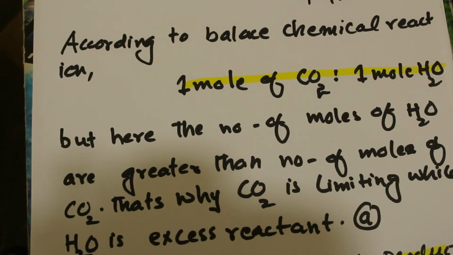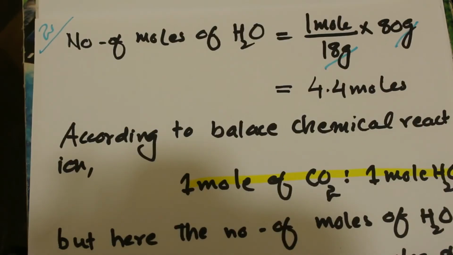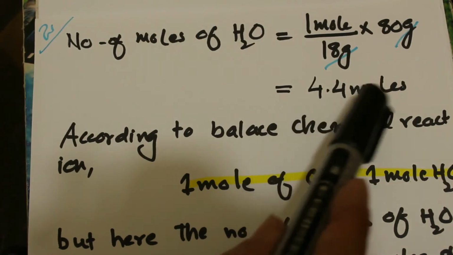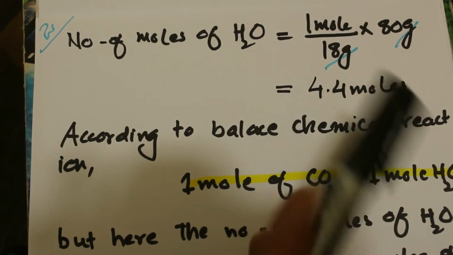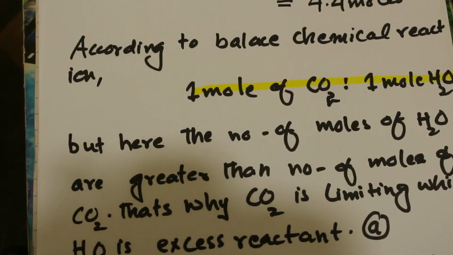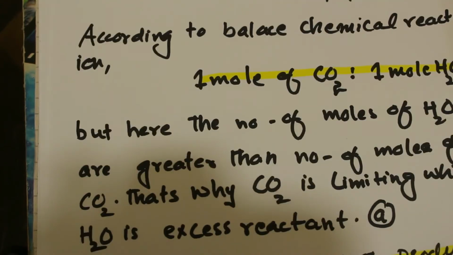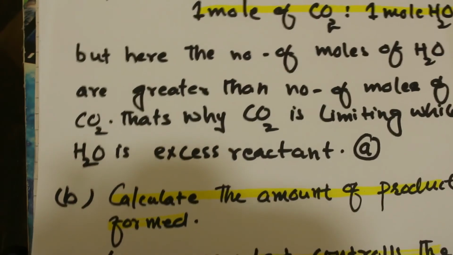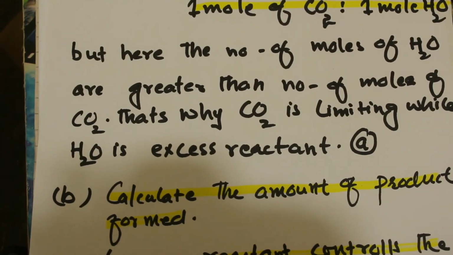But here in this case we have enough moles of water, which is greater than 2.73 moles. You can see that the number of moles of water is 4.4 moles. So this is the excess reactant, while CO2 is the limiting reactant according to the balanced chemical reaction. The total amount of product which forms here is totally dependent on the limiting reactant, which is carbon dioxide.